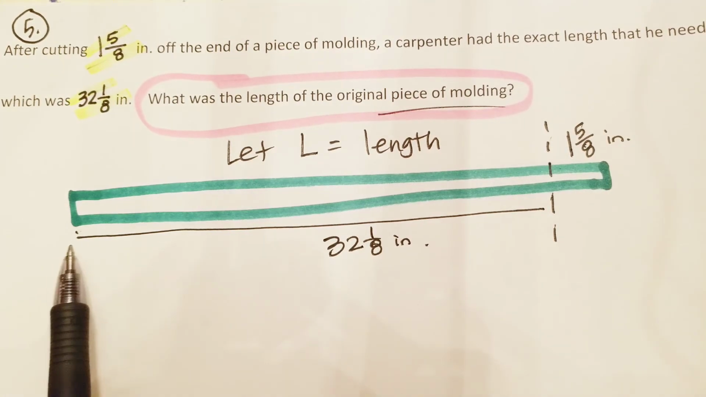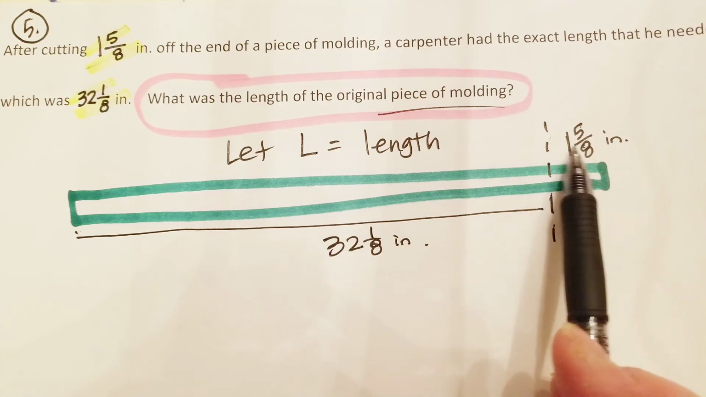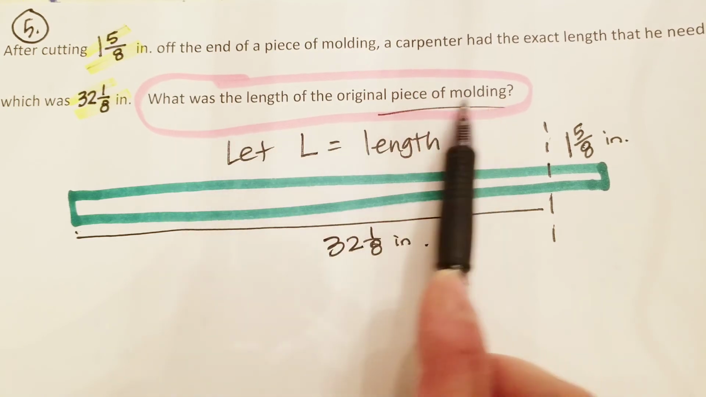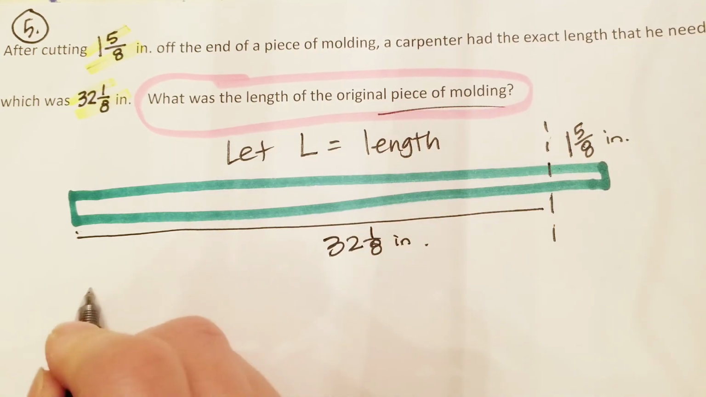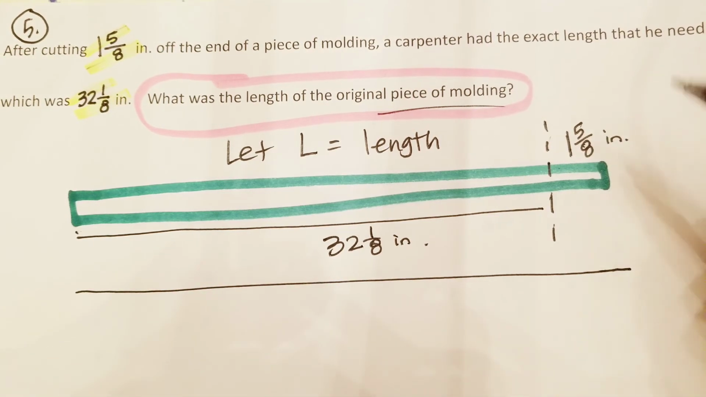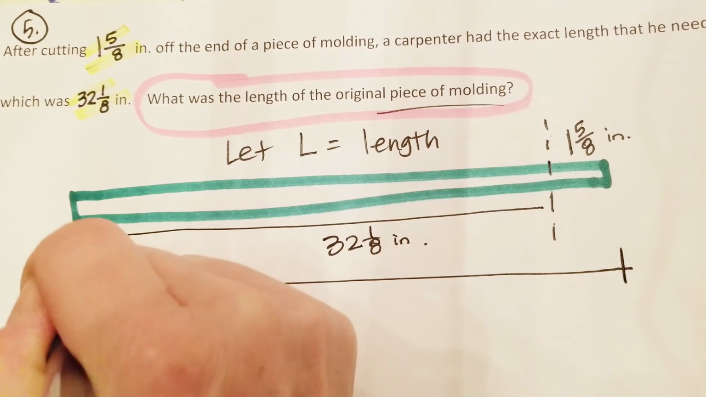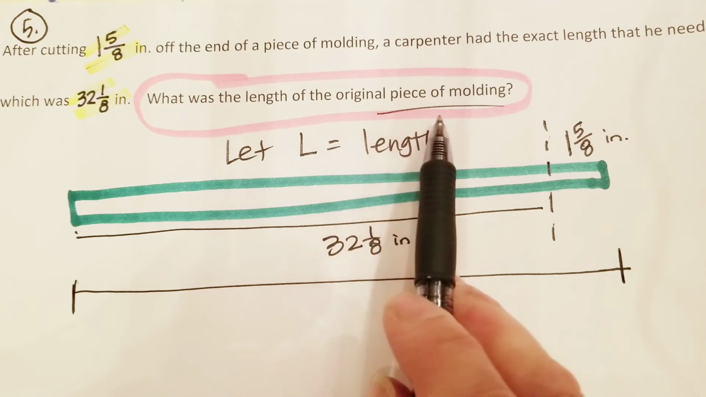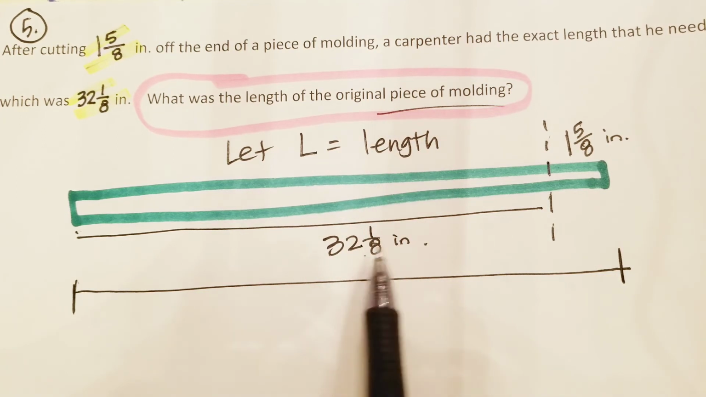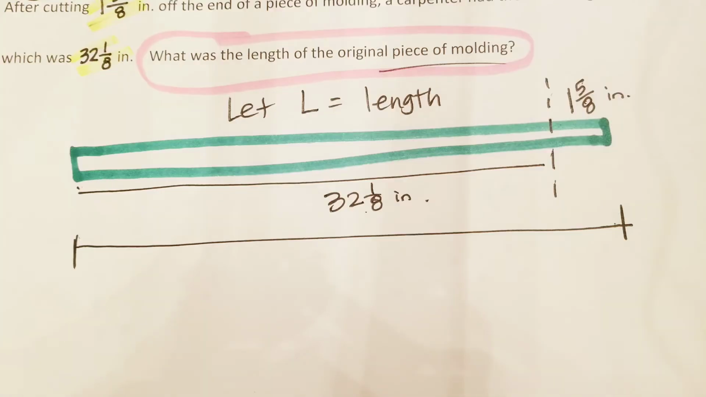So we do get a nice visual of what he needed, 32 1/8 inch, how much he cut off in order to get what he needed, and then what was the length of the original piece of molding? Well, that would just be from beginning to end. And wouldn't it make sense to figure out the original length of this piece of molding if we just add 32 1/8 plus 1 5/8? That would give us our answer.